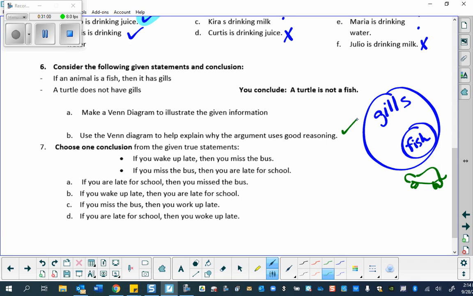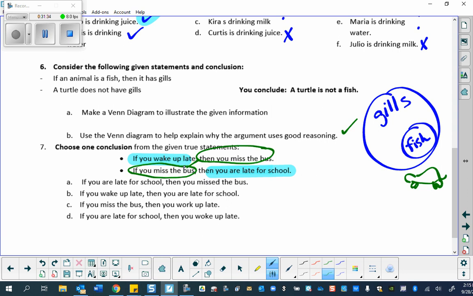All right, here's our next one. If you wake up late, you're going to miss the bus. If you miss the bus, you're going to be late for school. So when we talk about if you wake up late, then you are late for school, the law of syllogism helps us because these two statements are linked by the conclusion of the first statement and the hypothesis of the second. So read A, B, C, and D and tell me which one is my conclusion.